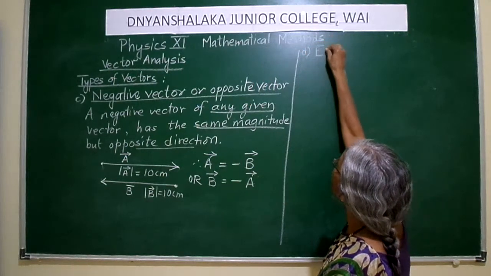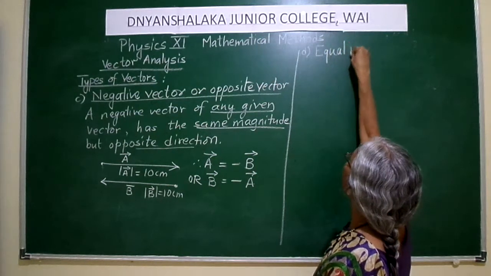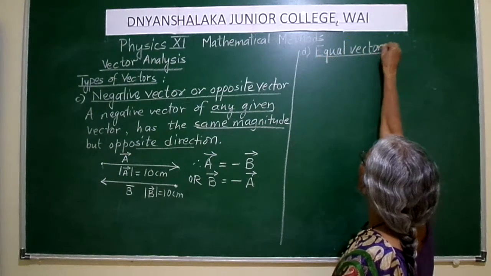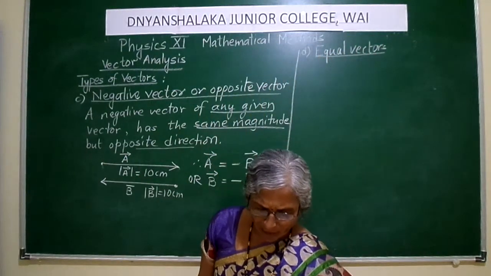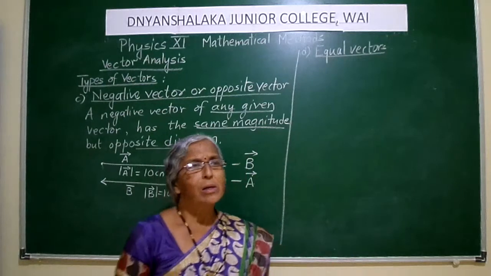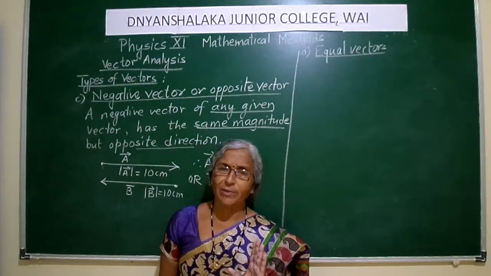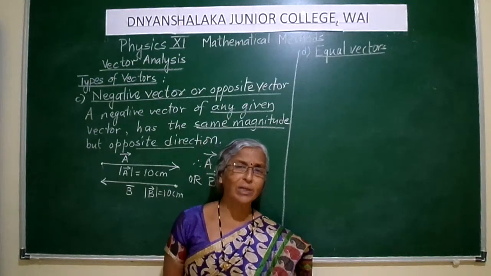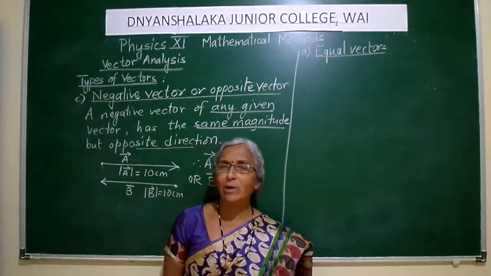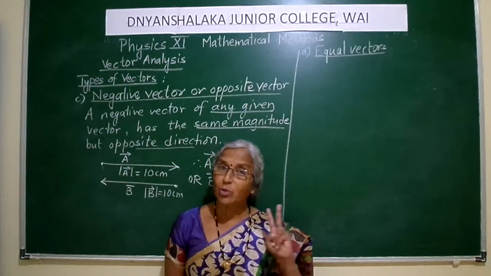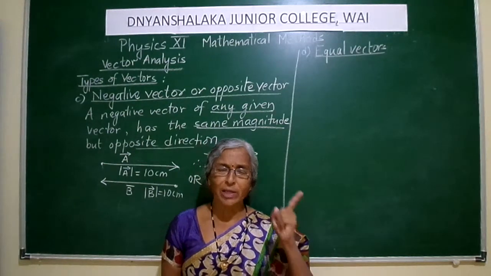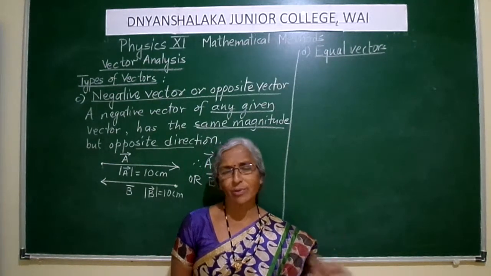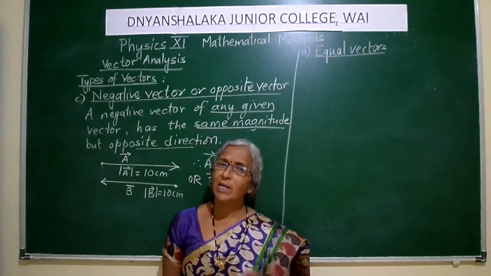So let me explain to you what we mean by equal vector. Now when we say equal vector, it should come to our mind that a vector is a directional quantity, and for vectors to be equal, two aspects should be the same. They should have the same direction and they should have the same magnitude. So that is the definition of equal vectors.